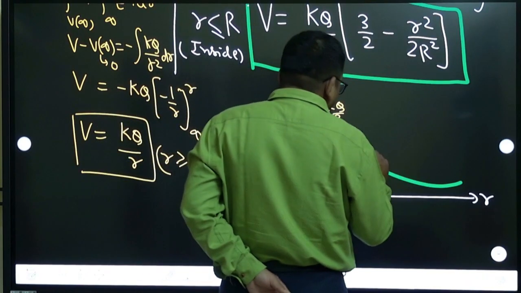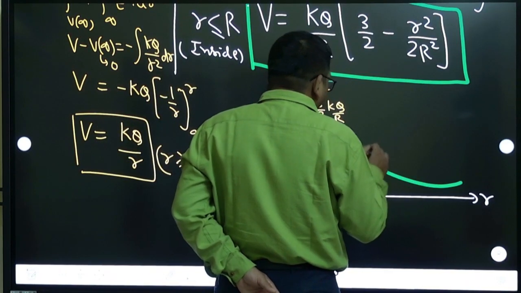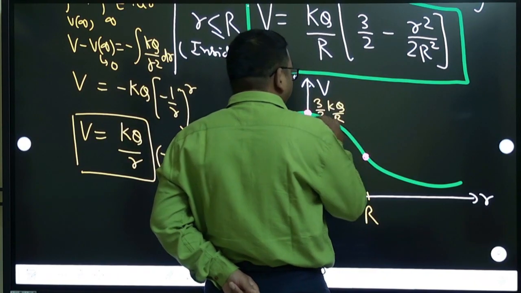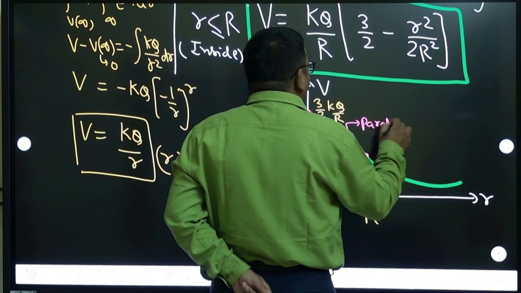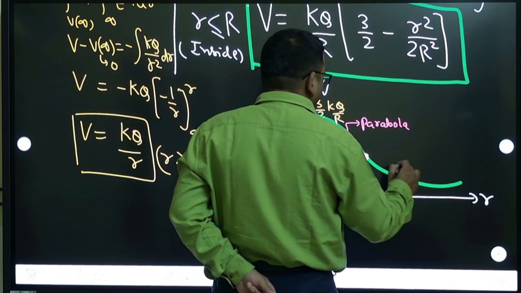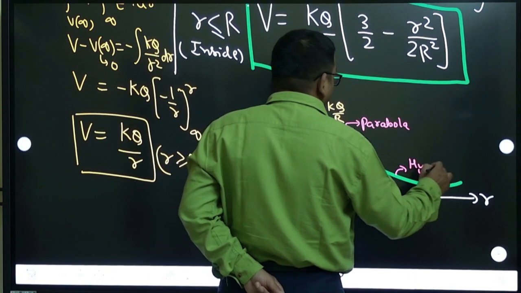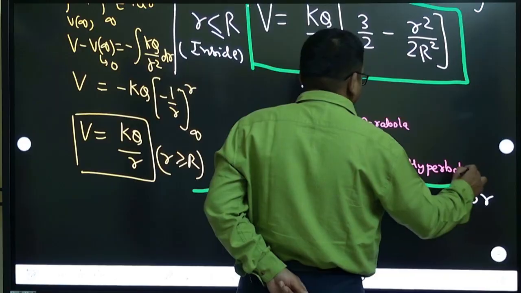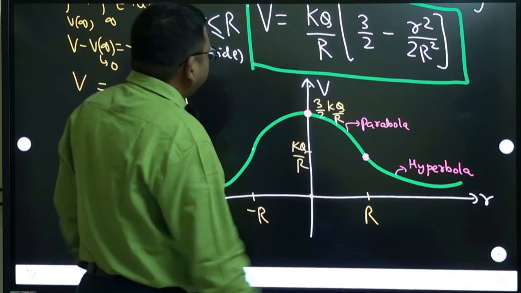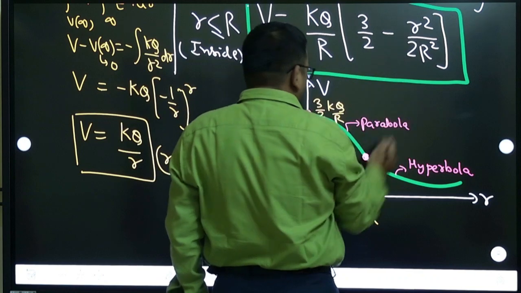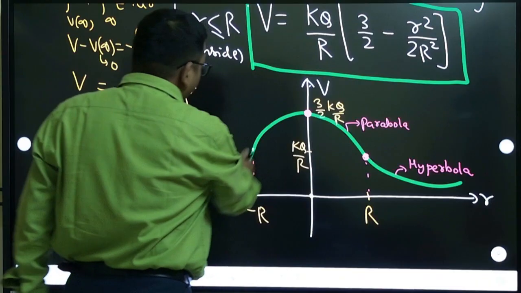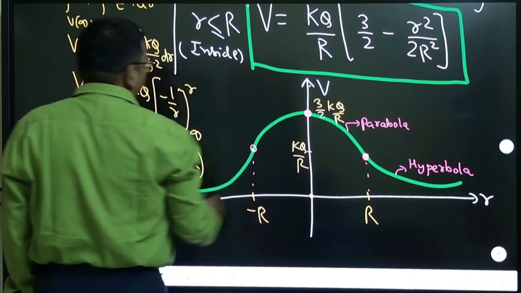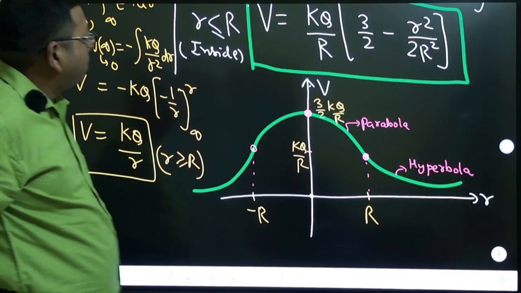What about at the surface? It is a very important thing to note that from here to here the graph is a parabola, and from here to here the graph is a hyperbola. So for points inside, this graph is a parabola. After that, this graph is a hyperbola. This we should note.